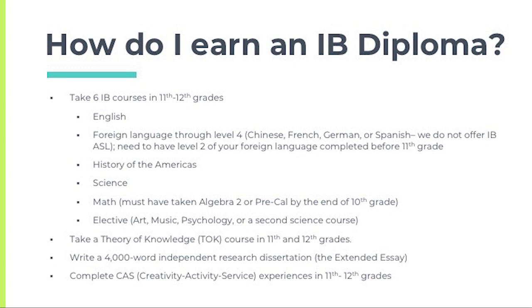You will take a 2-year history class called History of the Americas. If you are pursuing an IB diploma, you do not have to take government because we cover that in History of the Americas. You'll take a science class, which could be biology or chemistry or physics. You'll take a math class, and to qualify for either one of our math classes, you need to have taken either Algebra 2 or Pre-Cal by the end of 10th grade. And then you'll take an IB elective, which could be art, music, psychology, or another science course.